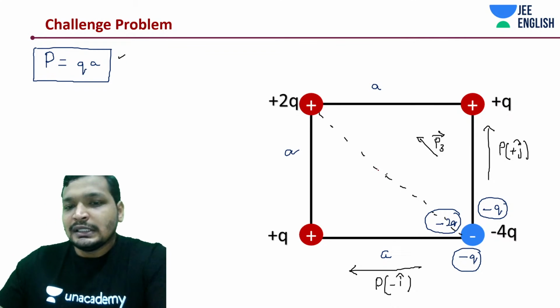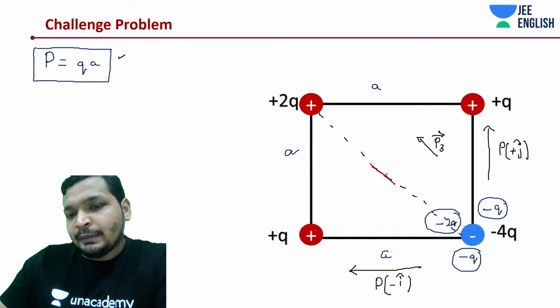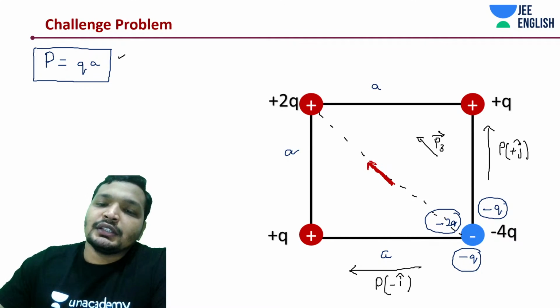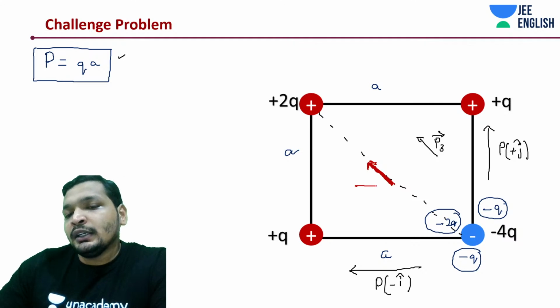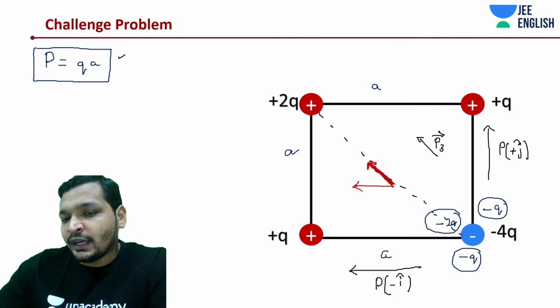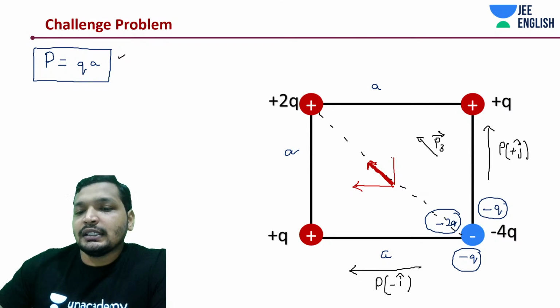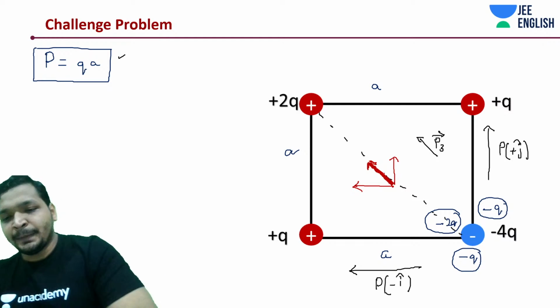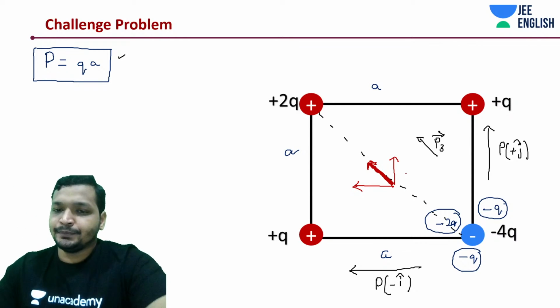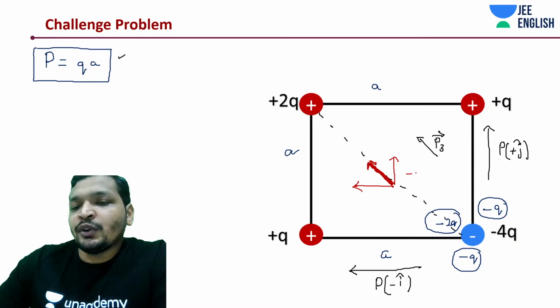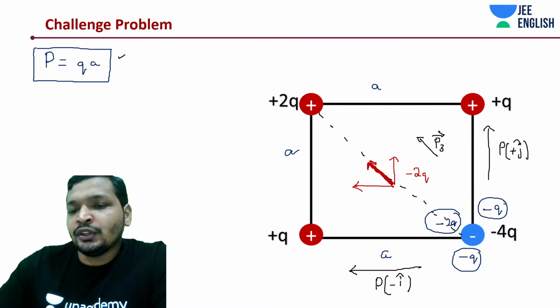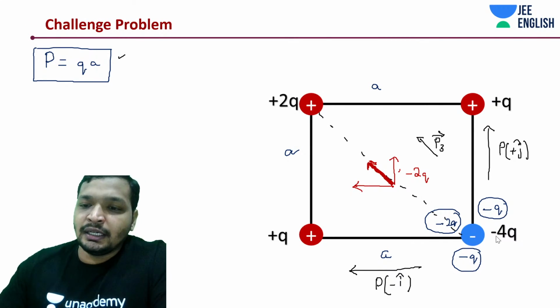I'm going to split this dipole into 2 components. One component, as you know, is from minus to positive, right? One component would be in this direction, and one component would be in this direction. Simple? Easy? So this is going to be minus 2q into something something. Let's calculate it later, but for now, I'll give you a small hint.